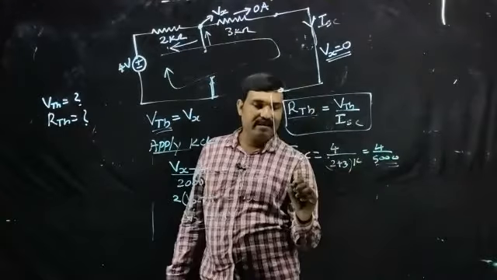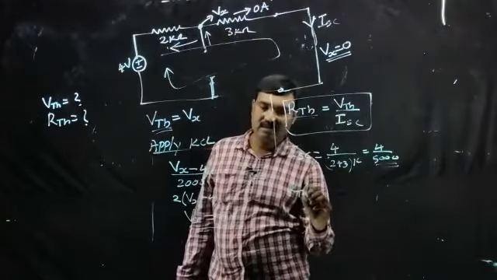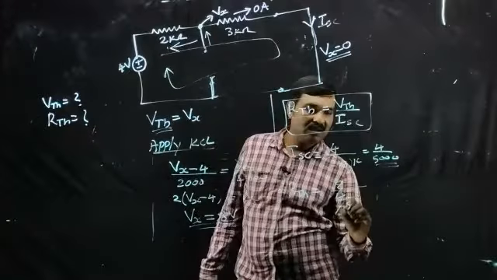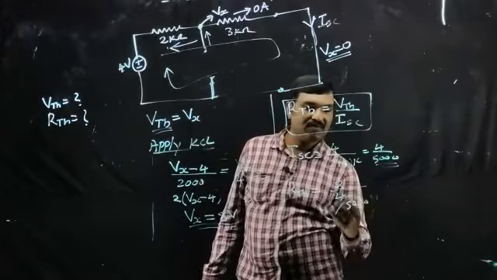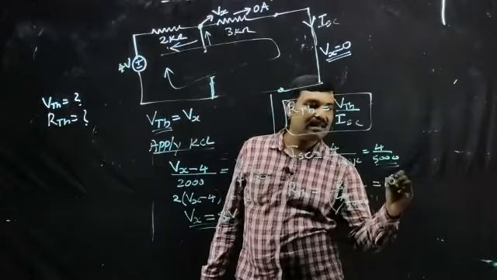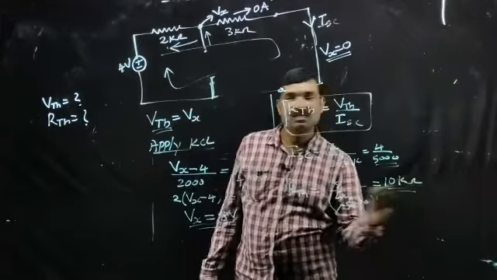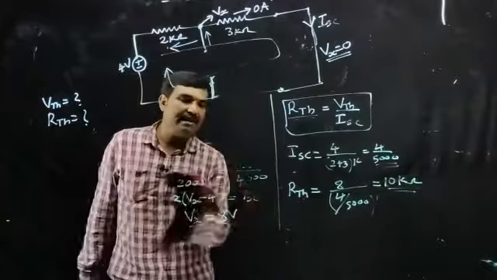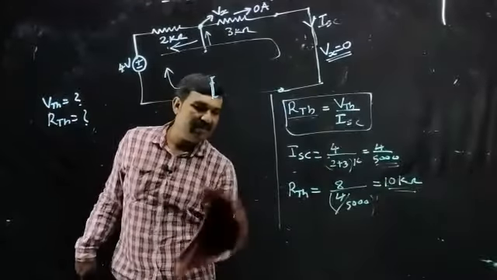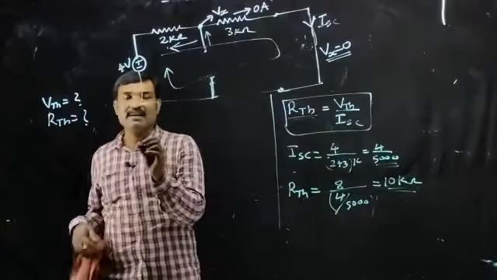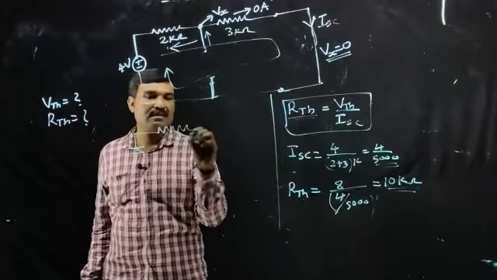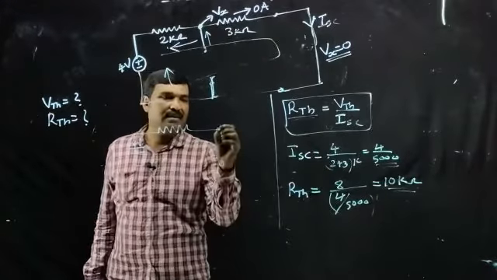Now we can determine RTH. RTH is equal to VTH 8 divided by 4 by 5000. By simplifying this, we will get this is equal to 10 kilo ohm. So this is the value of Thevenin's equivalent resistance, right? So we can draw the equivalent circuit that consists of a voltage source in series with a resistance, and we have a terminal here.